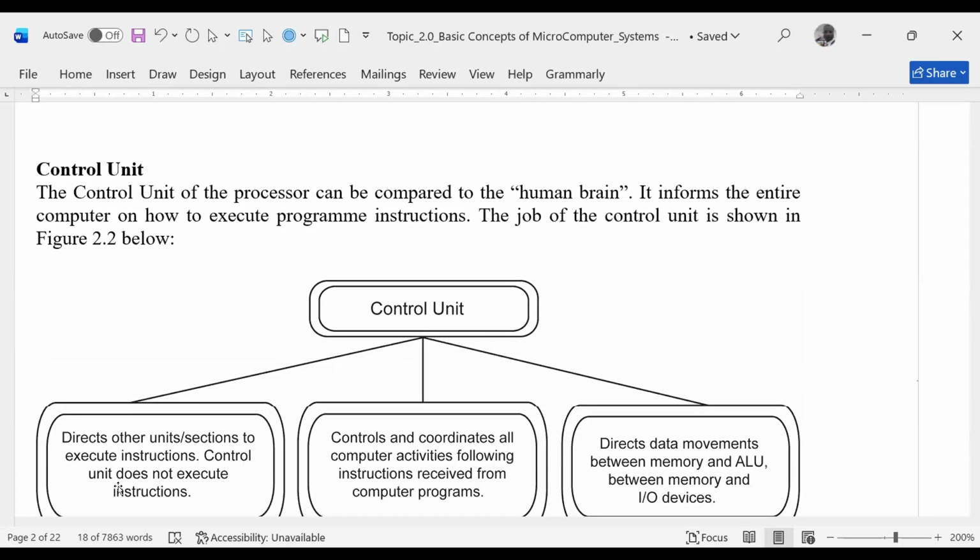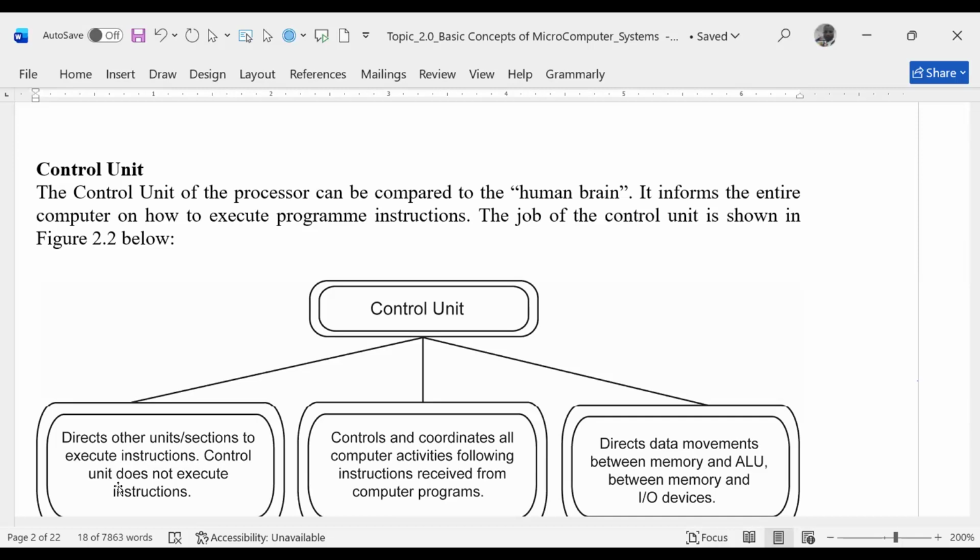Now, it is the job of the control unit to convert data into information. It's the job of the control unit to give instructions to other units to perform. The control unit, as said, can be compared to our brain. The job of this control unit is to instruct other components in a computer system to perform their jobs. So if you want to save something on a hard disk, it's the control unit that instructs the hard disk to save something or open something from the hard disk.